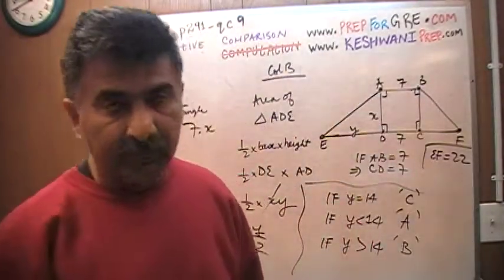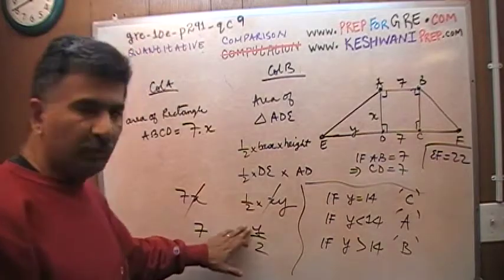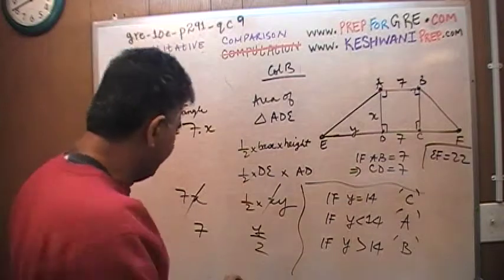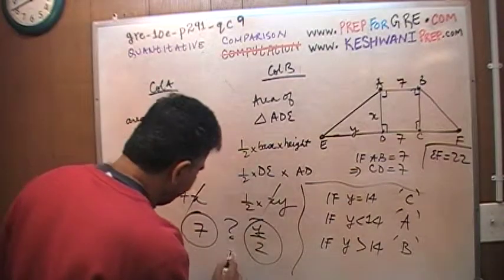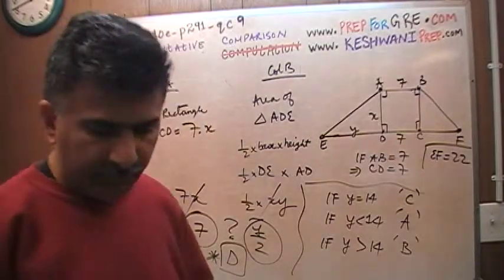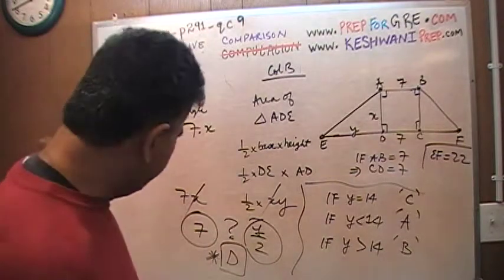I'm making too much fuss about nothing. The bottom line is that since we do not know what y is, we cannot compare it against 7. That's all. We have no idea what y is. This is 7, so with the question mark here, the answer is D. We have to know the value of y in order to compare half of y versus 7. The answer is D. That's all.